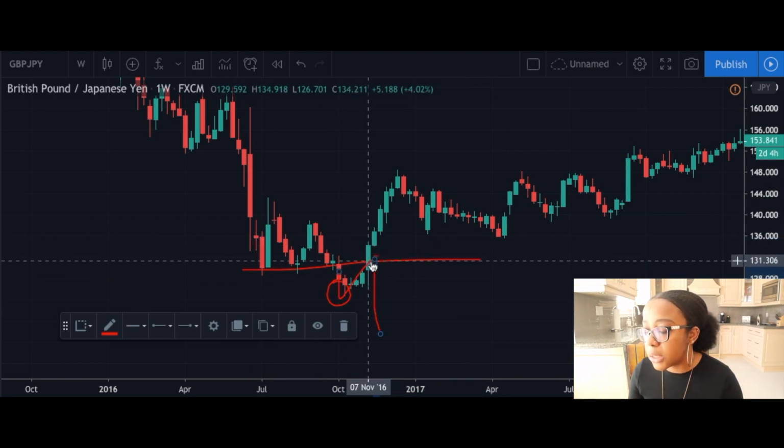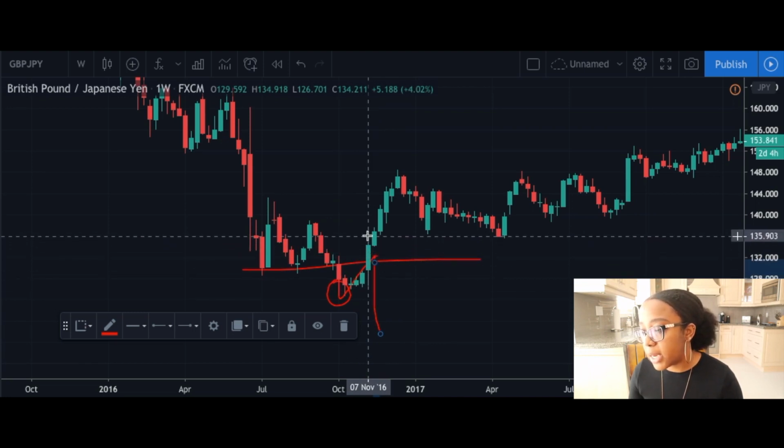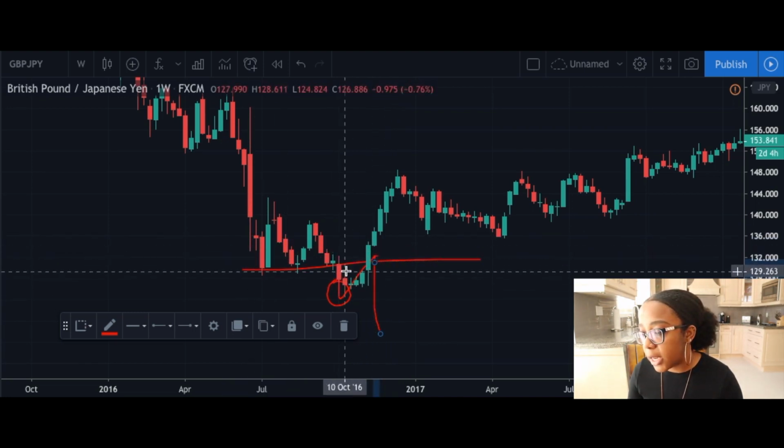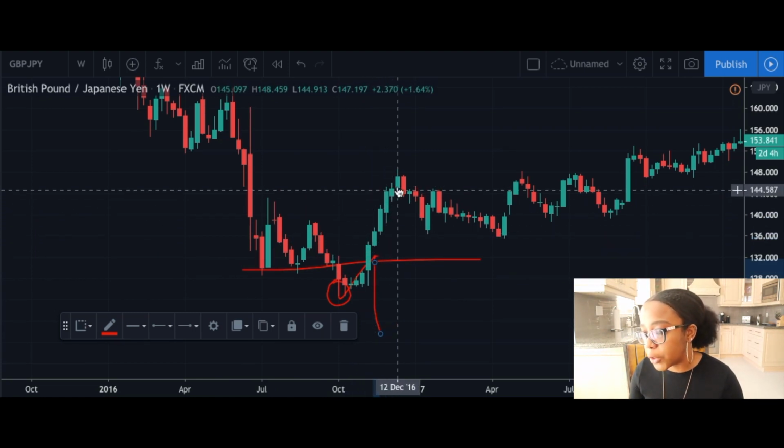How it closes is more important than how it opens, in my opinion. So price ended up closing above this area, so it broke it. And then as you can see, the next candles had no hesitation. They were just moving up.